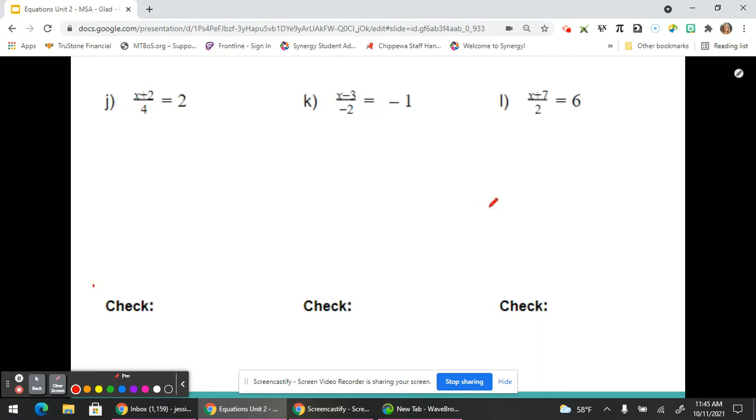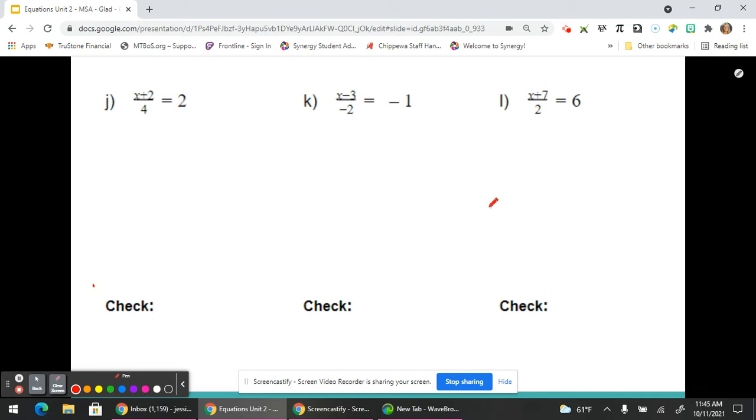We are almost to the end. We've got 3 more to complete our page 3 here. And notice that these look a little bit different, but I'm going to talk about them. We're going to finish off J, K, and L. Then you're going to get some work time today for your first homework assignment for solving equations.